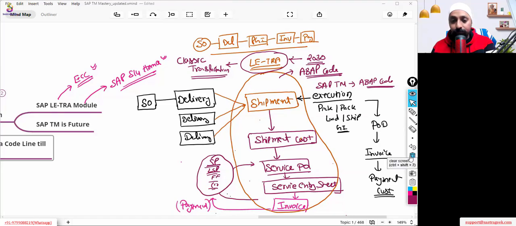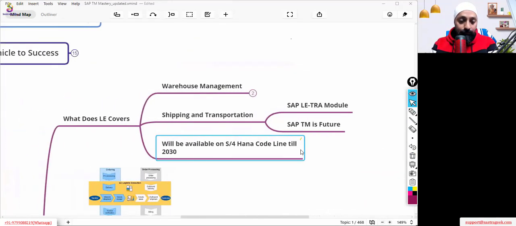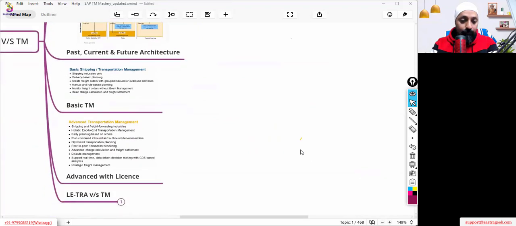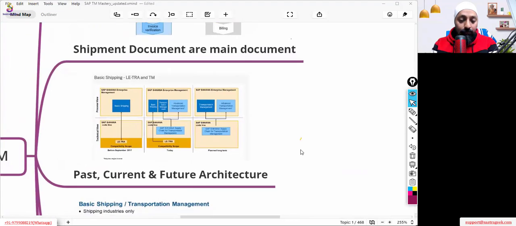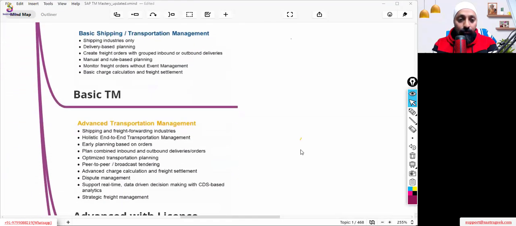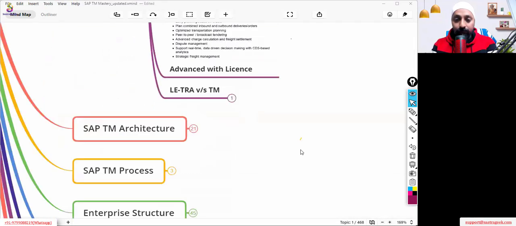Okay. So once you understand this, basic shipping and transportation, if you go through this, you would be able to understand the difference. Okay. So what happened now with SAP?